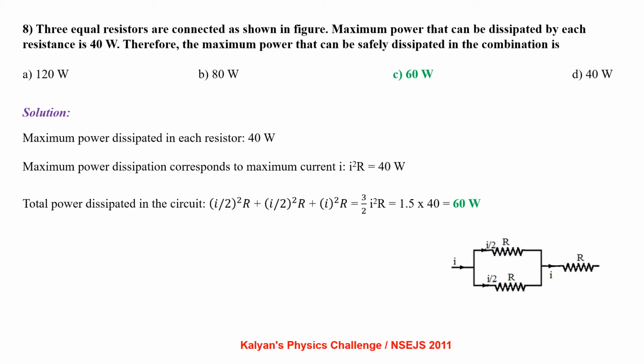Three equal resistors are connected as shown in the figure. The maximum power that can be dissipated by each resistance is 40 watt. Therefore, the maximum power that can be safely dissipated in the combination is to be found. Maximum power dissipated in each resistor is 40 watt. So the maximum power dissipation corresponds to maximum current, that is I²R = 40 watt. Total power dissipated in the circuit is (I/2)²R + (I/2)²R + I²R, that is 3/2 I²R, which comes out to be 60 watt.